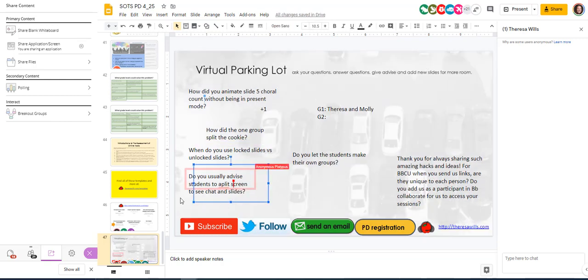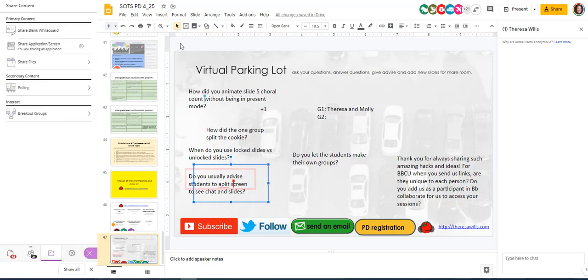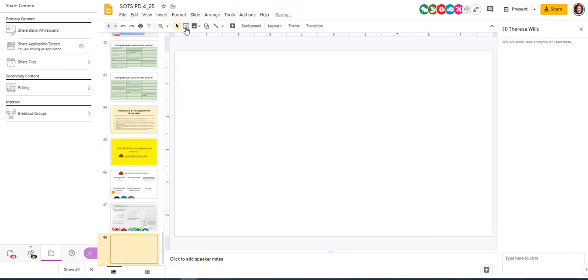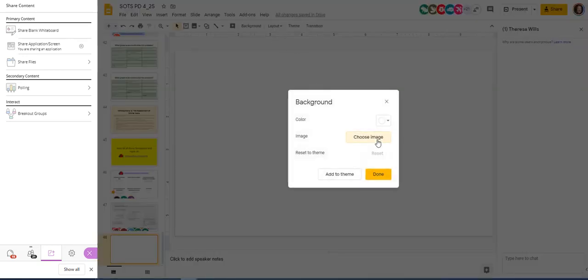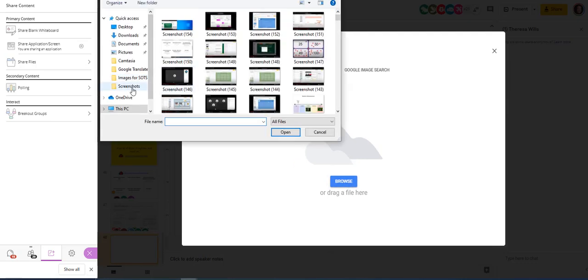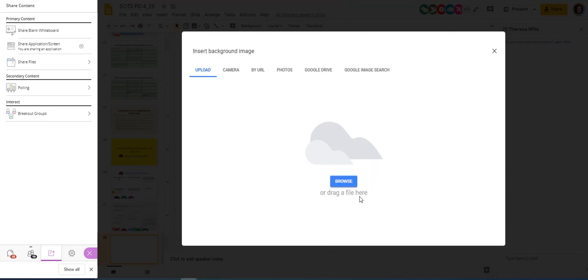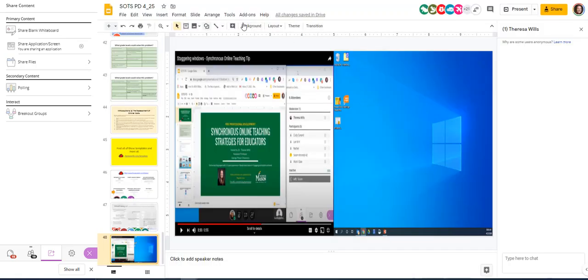Do you usually advise students a split screen to see the chat and the slides? I encourage you to check out the video on how I do split screens. There's a nice rationale for it. Let's see, I'll put it in here because I just took a picture of it. On my website, there's tips and PD videos. And the split screen, is it this one? I think it might be. Yes.